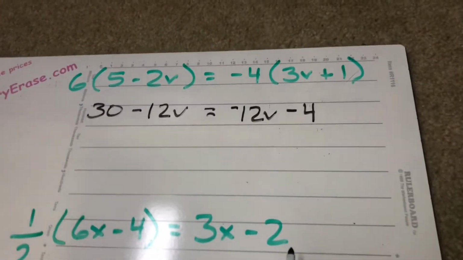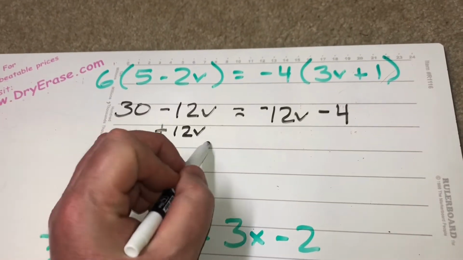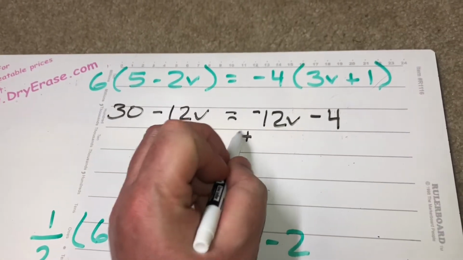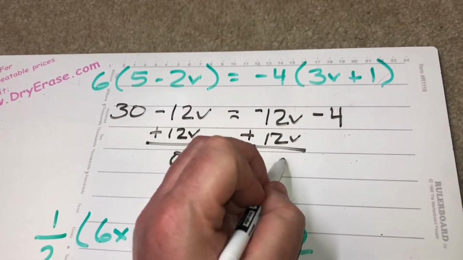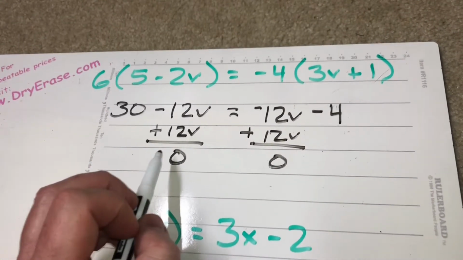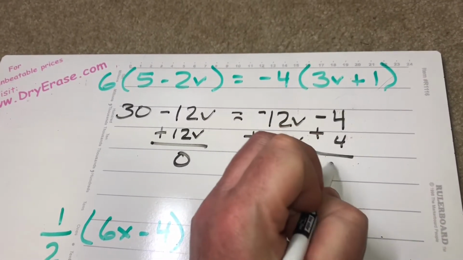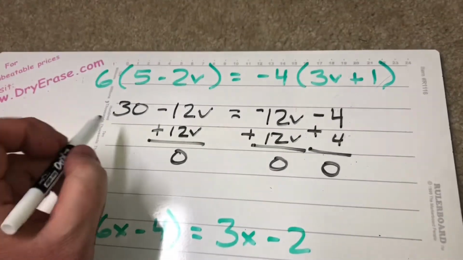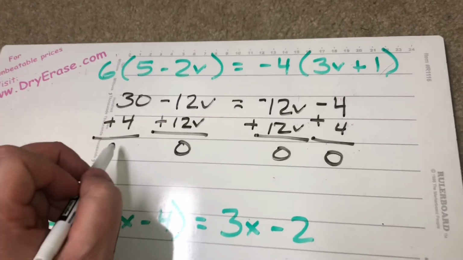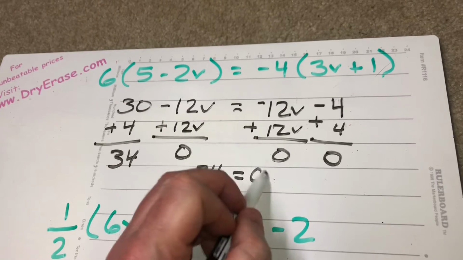All right, so I need to isolate the variable. I'm going to add 12v to this side, which is going to give me 0. But if I add 12v to this side, I have to add 12v to this side, which once again gives me 0. That's interesting. I zeroed out here, so I need to zero out here. I'm going to add 4 to that side. That's going to give me 0. Then if I add 4 over here, I need to add 4 over here. 30 plus 4 equals 34. That leaves me with 34 equals 0.